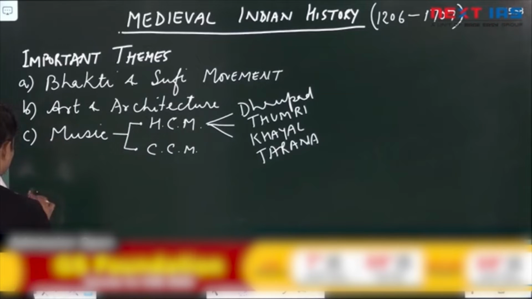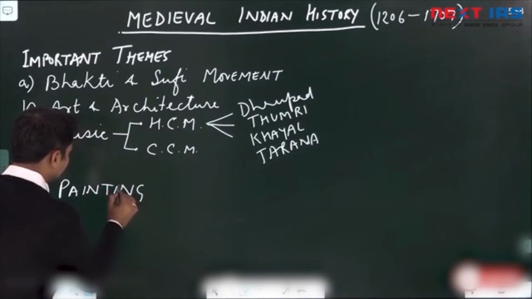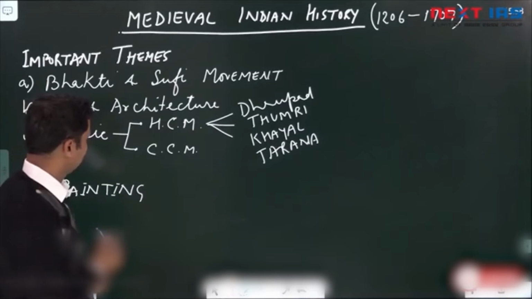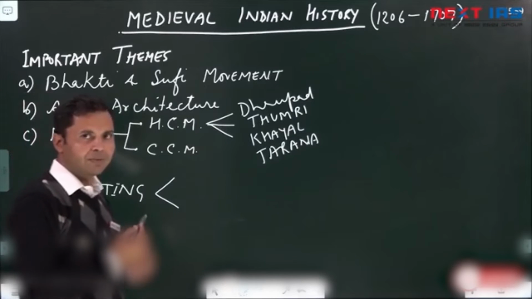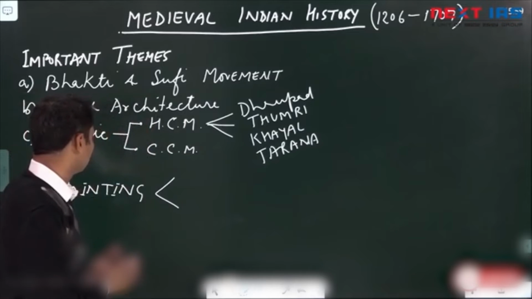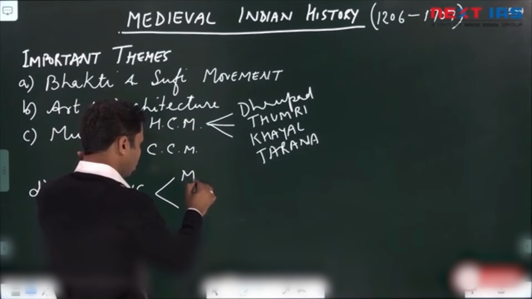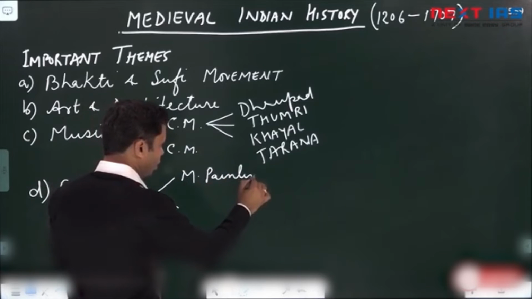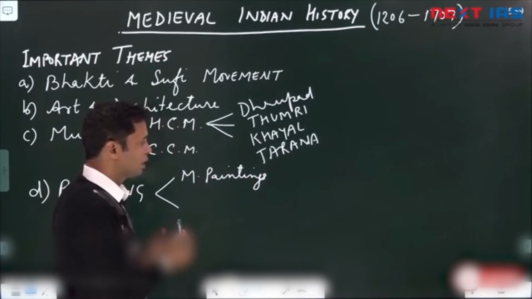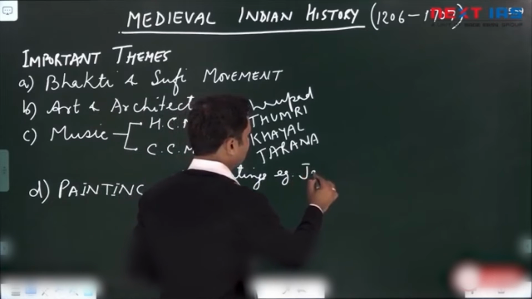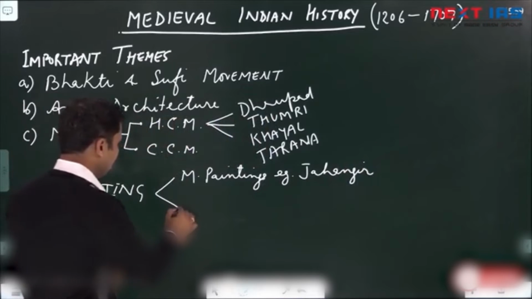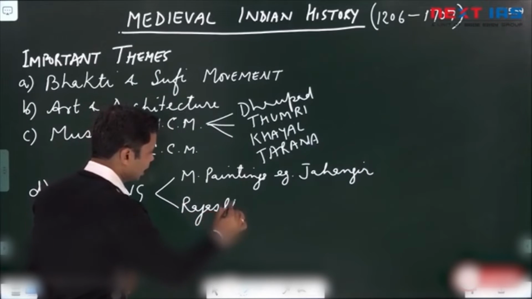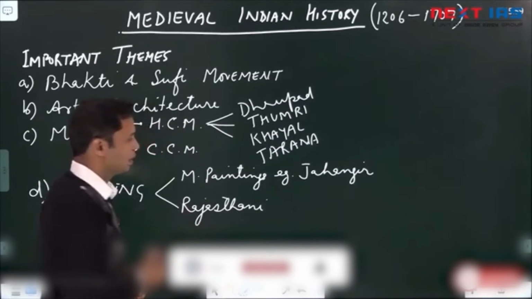Then the painting. In painting, the Mughal era led to the advent, or you can say the importance, of painting. So you have to study the Mughal paintings, and there are certain rulers who were great painters, for example Jahangir, famous for portrait painting. Another form which developed in this period is the Rajasthani school of painting.